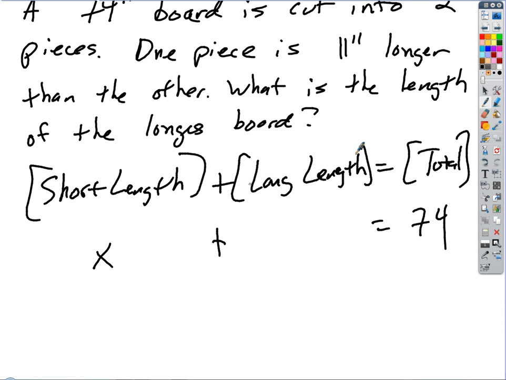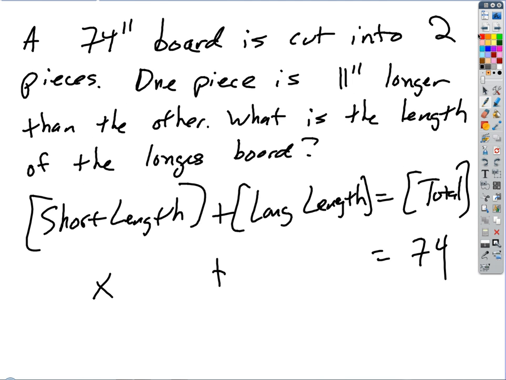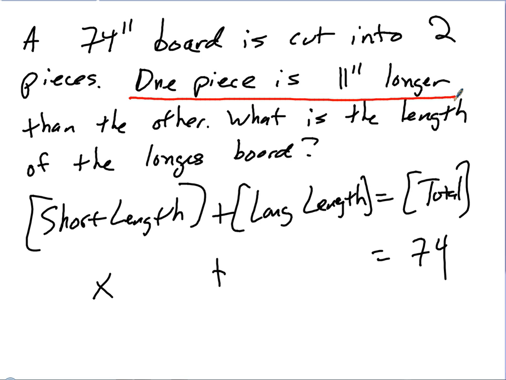Could we express the length of the longer board using x's instead of some different variable? Yes. What's it going to be? Oh, okay, yeah. One piece is, here, make it red. One piece is 11 inches longer. That must be the longboard, right? So how do we say 11 more than in math? Well, plus 11, right? So wouldn't the long length be the short one plus 11 more?